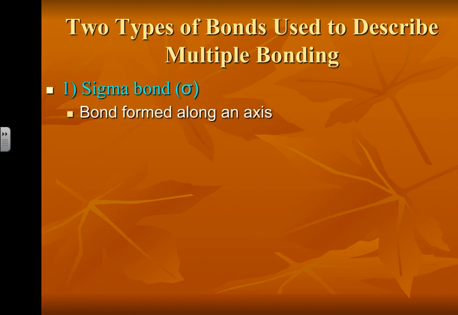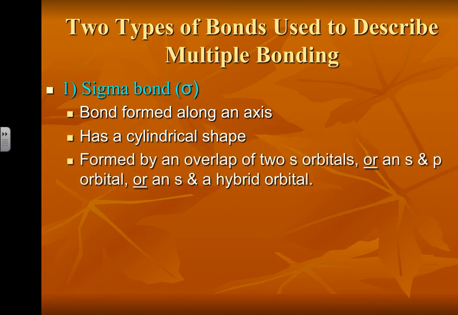The sigma bond is a bond formed along an axis, meaning that it's in a straight line. A sigma bond has a cylindrical shape, and a sigma bond can be formed in one of two ways. You can have two s orbitals overlap. Now think about it. If you have two spheres, is there any way to overlap them that they would not be along an axis and have a cylindrical shape? No, not really. So two s orbitals overlapping, that's automatically a sigma bond.